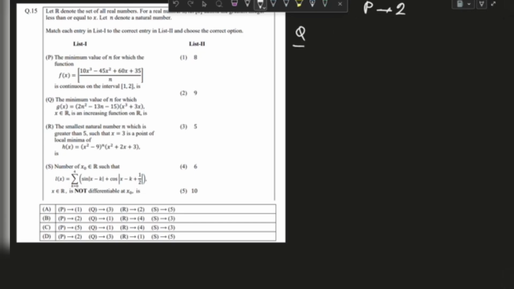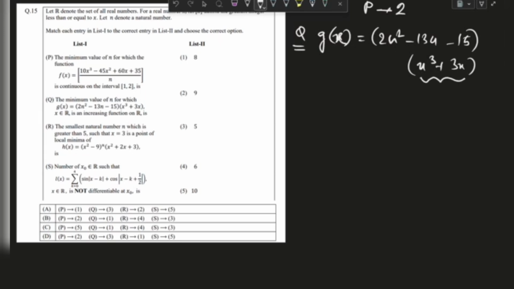In the next part of the question, we have a function g of x, which is (2n squared minus 13n minus 15) into x cubed plus 3x. So basically this is a function of x. Now this particular part, as is obvious, will always be greater than 0. If we factorize this, it comes out as (n plus 1) into (2n minus 15), which is greater than 0.